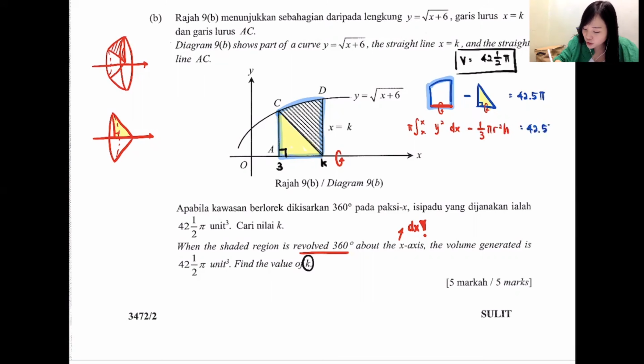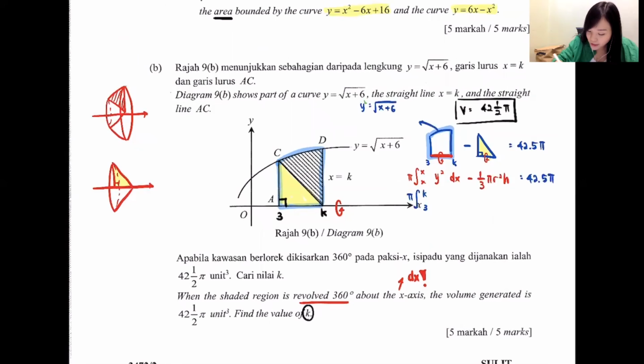Okay, equivalent to 42.5. Now, let's start to sub. Pi is pi. Now, my x goes from 3 until k. So, k on top, 3 at the bottom. In between must sub y. So, this one is under the curve, and this is my curve equation. But guys, look carefully, I need y square. So, this y, I will add a square. Square and square root, we can cancel off. Isn't it the y square? We will get x plus 6.